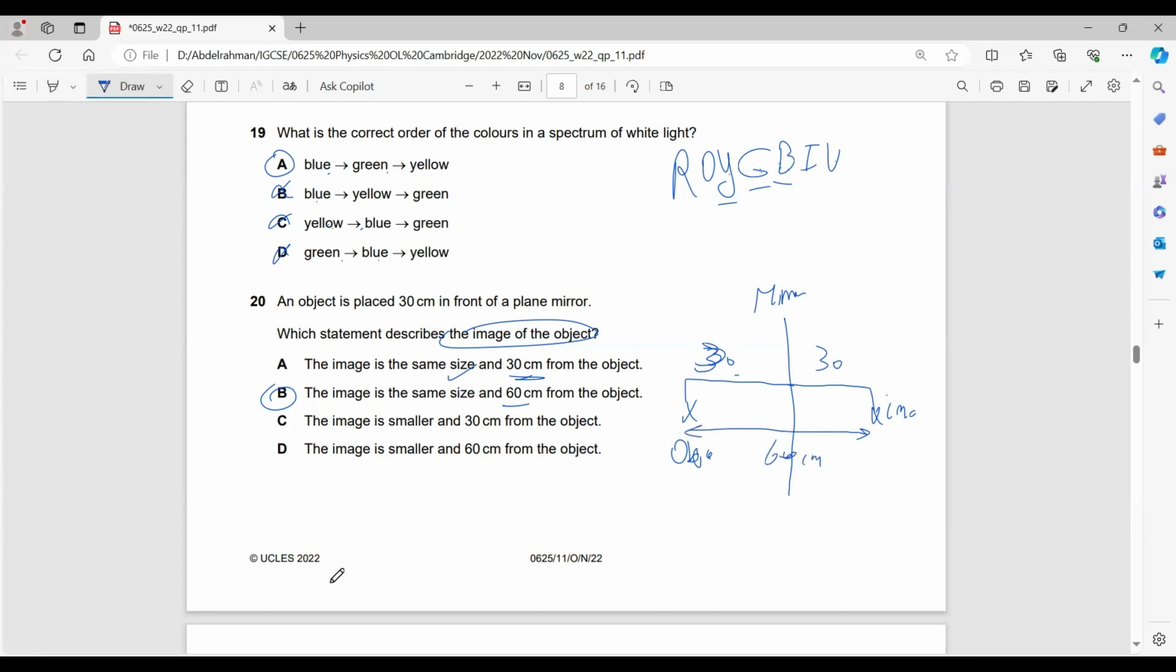This is a really interesting question. The distance from the object to the mirror is 30. The distance from the image to the mirror is 30 centimeters. But the distance between the object and the image is 60 centimeters. Again, read the question carefully. Read the answers carefully. The image is the same size, yes, and 60 centimeters from the object. The first one, A, would have been right if it had said from the mirror.